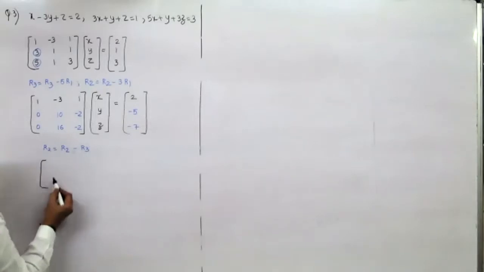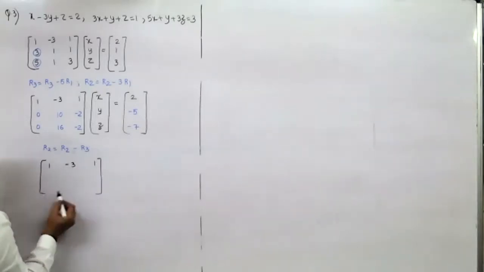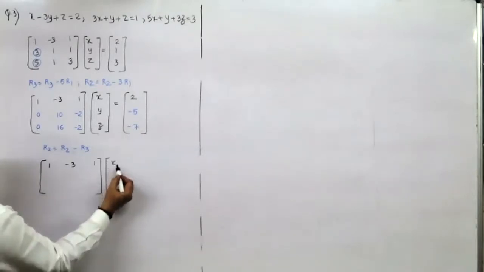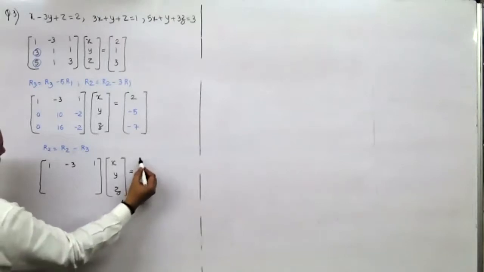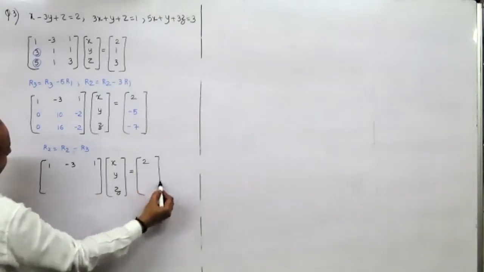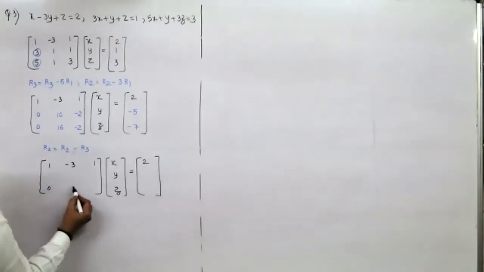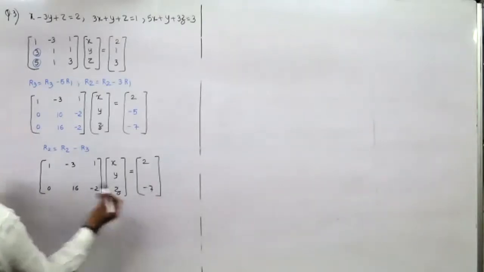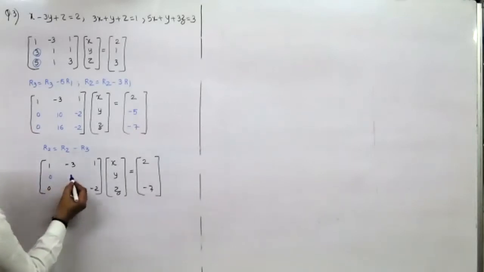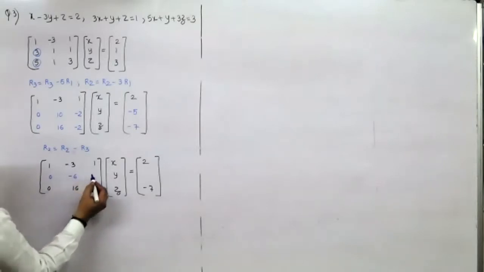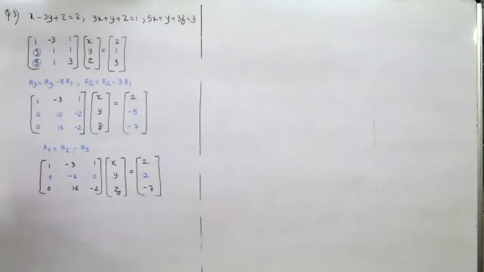So, this is 1, minus 3, 1. X, Y, Z equal to 2 here. So, here, this is 0, 16, minus 2, minus 7. R2 minus R3 would be 0. This would be 10 minus 16, minus 6, minus 2 plus 2, 0. Minus 5 plus 7 is 2.